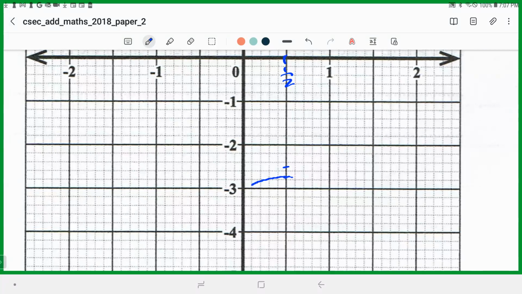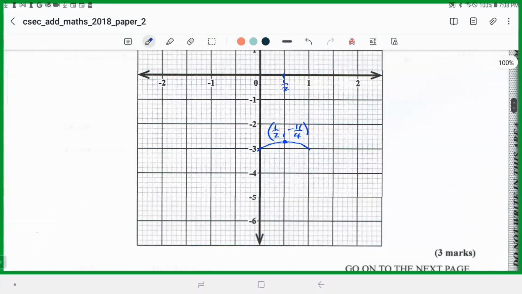It actually passes through negative 3. And it's going to pass through here as well. The graph is symmetrical about this, right? The same distance will pass through 3 here, so the same distance can pass back through 3 there, so that's a symmetrical graph. So this is actually the maximum point right here, minus 11 over 4. And then we want to sketch it.